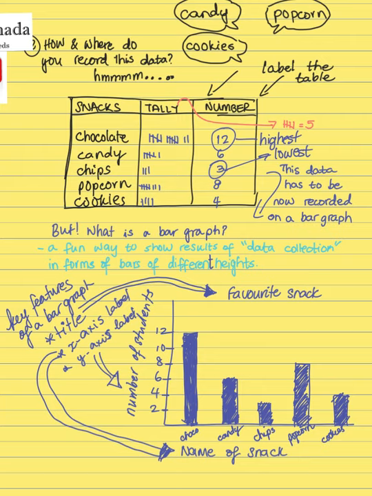Doesn't it look nice, right? It's very easy to look at it and say, hey, you know what? Chips is not really liked by many people, whereas chocolate is liked by most people. And if you look at candy and cookies, you can easily see that candy is liked by 6 people, and cookies is liked by just 4 people. So it's easy to read information. Basically, it's easier to read the data off a bar chart than off anything else, right?